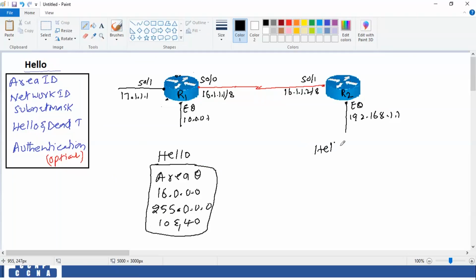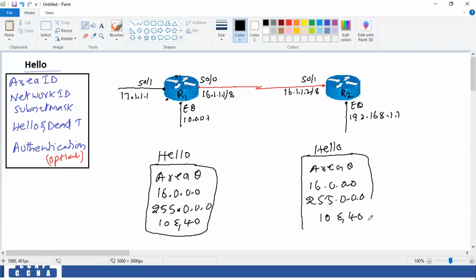Now the R2 hello packet. Default area ID is area 0. Common link network ID 16.0.0.0. Subnet mask 255.0.0.0. Hello timers 10 seconds. Dead interval timer 40 seconds. This is the R2 hello packet.